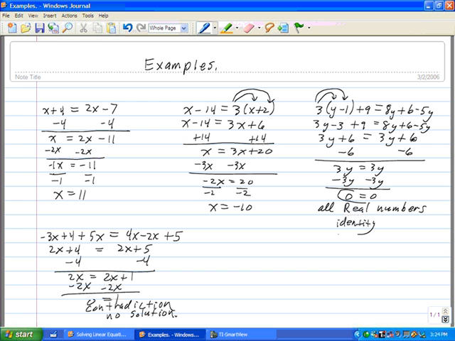So again, when the variable disappears totally from the problem, you've got one of these two situations. If it's a true statement that's left behind, like 0 equals 0, 5 equals 5, negative 4 equals negative 4, your solution set is all real numbers, and that's called an identity. The other extreme, if you get a false statement left behind, that's called a contradiction, and that implies that there is no solution. Now let's go on to another problem or two.